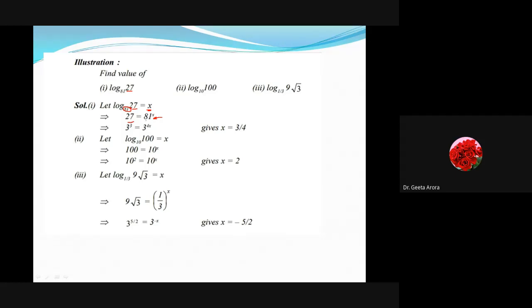So how can we write this? Here we can see how 81 and 27 can be written with a common base. As per our knowledge, 27 means 3 times 3 is 9, times 3 is 27. It can be written as 3 cube. Right? 27 can be written as 3 cube. And similarly, 81 means 9 times 9 is 81. Correct? So 3 times 3 is 9, times 3 is 27, times 3 is 81. So it is 3 raised to power 4.